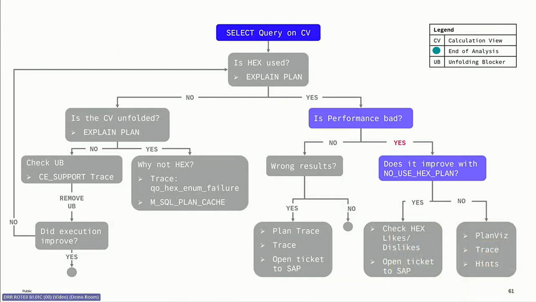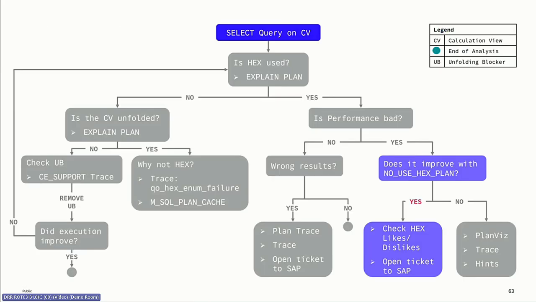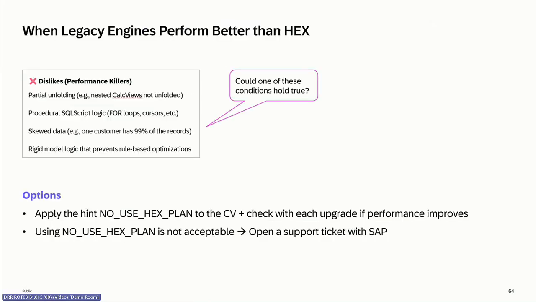However, it is not very usual to have wrong results. So it's much more likely that you have a performance issue. And a very easy first check is to apply the hint no use hex plan and see if it improves. If it does, there are some known performance killers. We talked about one already, partial unfolding or unfolded calculation views. We also know that for loops and SQL script procedures are a known performance killer, as well as skewed data.